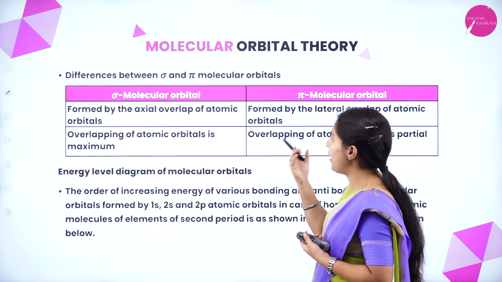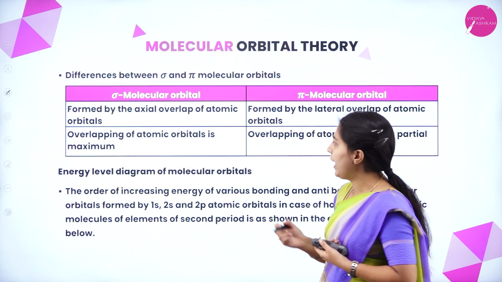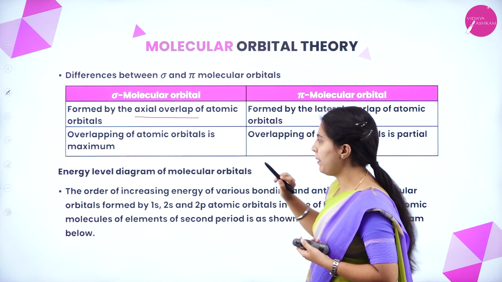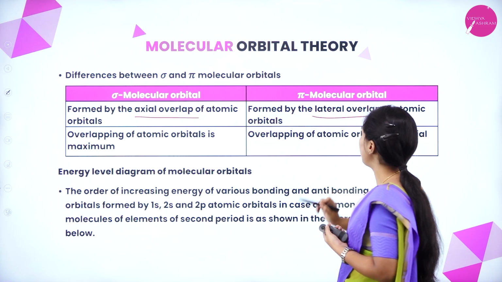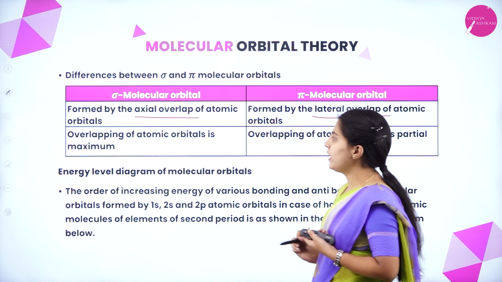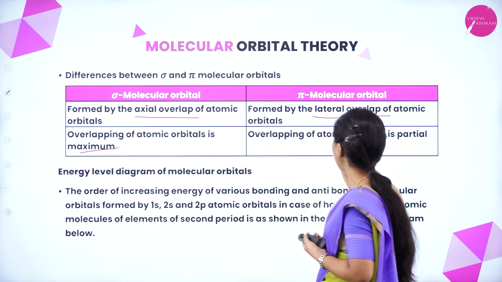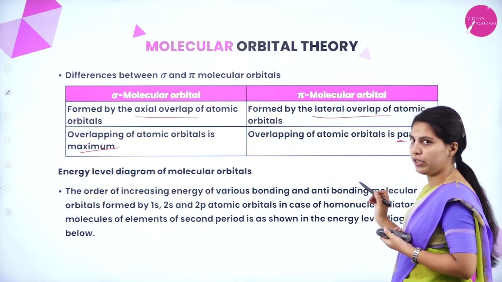Differences between sigma and pi molecular orbitals: sigma is formed by axial overlap, meaning end-to-end overlap. Pi is formed by lateral overlap of atomic orbitals. In sigma, the overlapping of atomic orbitals is maximum. In pi, the overlapping of atomic orbitals is partial.